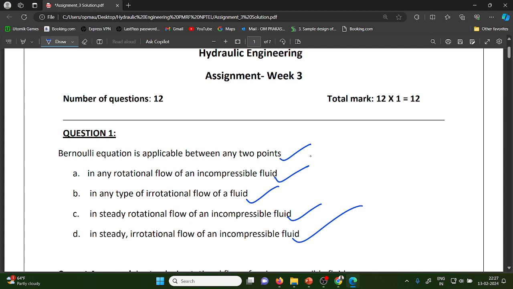Which option, A, B, C, D, is correct? Please think. Give your self answer in 1 or 2 minutes. Just think which option is correct, and I will give the answer. Okay, logically you think.